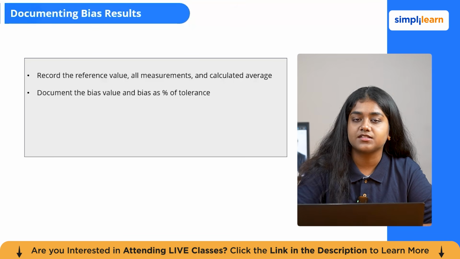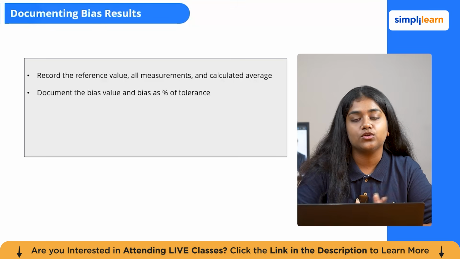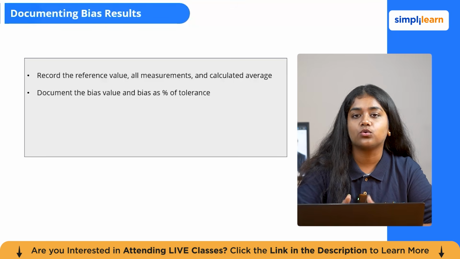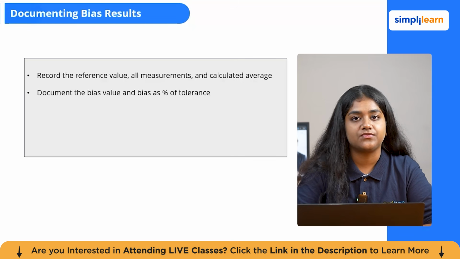Document bias and bias as percentage of tolerance. Record the bias value by subtracting the reference value from the observed value. Then express that bias as a percentage of the total tolerance. This shows whether the error is small or large compared with the specification window.